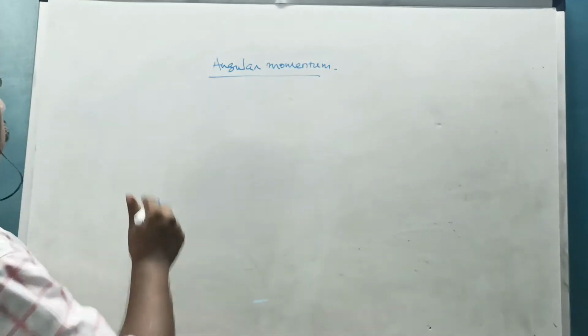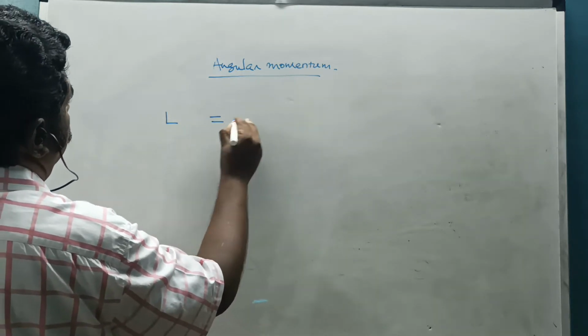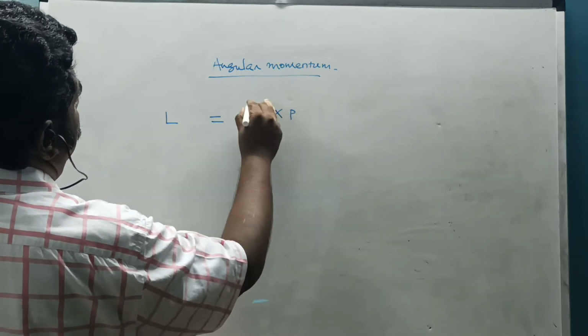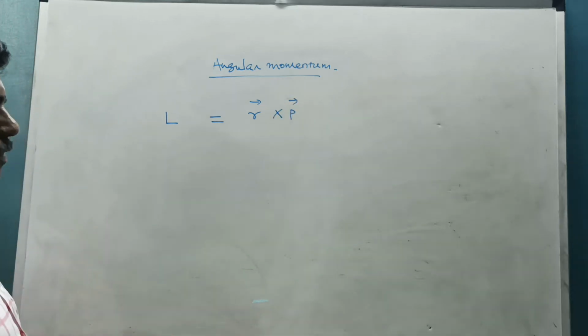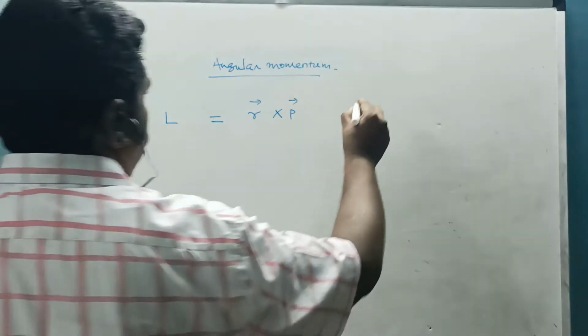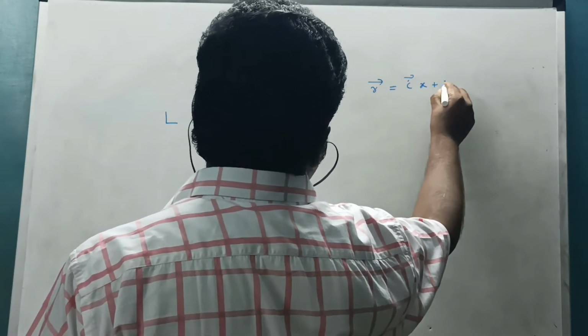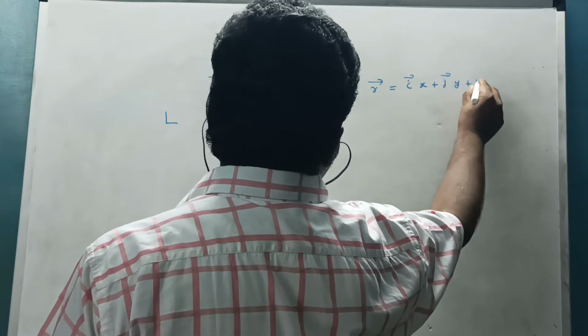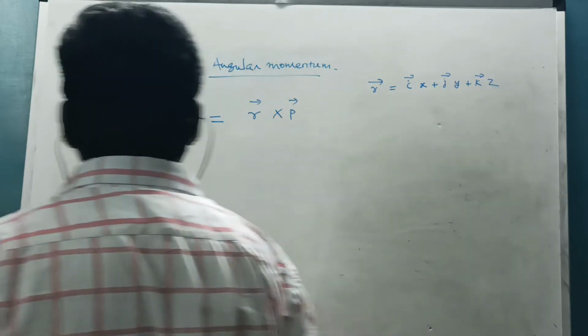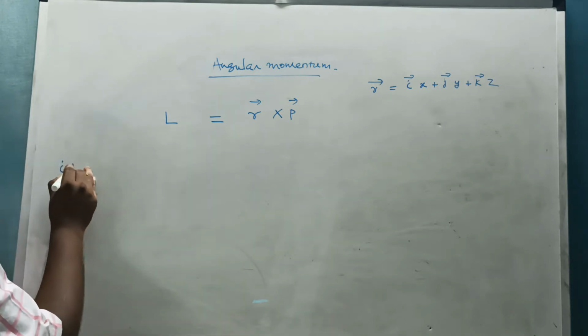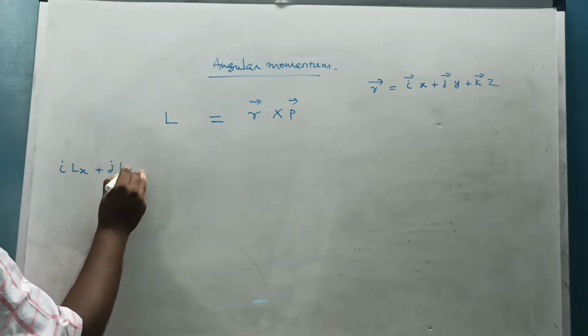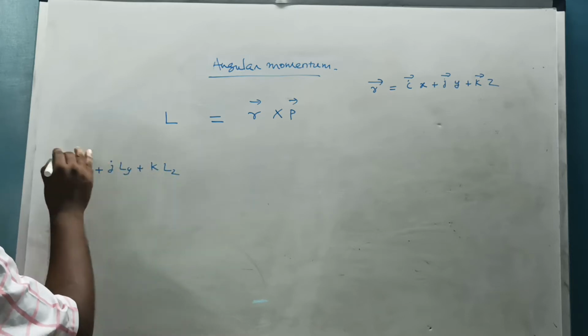The term angular momentum is familiar in physics. If I say angular momentum in general, which points out the orbital angular momentum, L is equal to r cross p, then r is the position vector, the vector r equal to i x plus j y plus k z. Then L is i Lx plus j Ly plus k Lz.